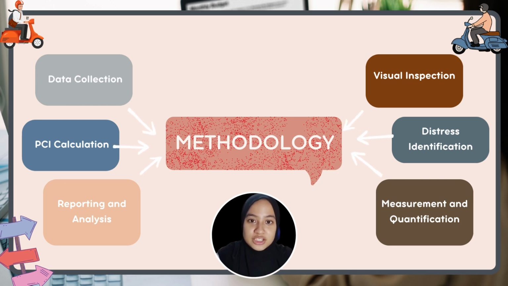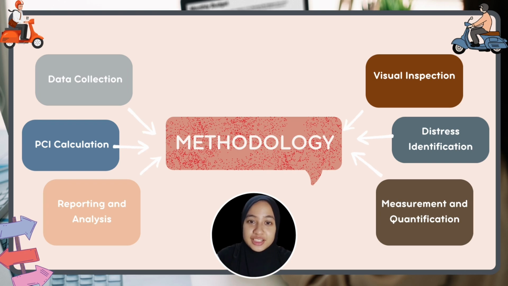First is visual inspection. During a visual inspection, a trained inspector usually assesses the road condition by conducting a detailed inspection of the road network, checking for different types of distress such as cracks, potholes, ruts, surface texture, or other signs of road deterioration. Next, distress identification. This is where the inspector identifies and classifies the different types of distress observed on the pavement, including fatigue cracks, raveling, surface shredding, potholes, and other forms of damage. They record the location and severity of each distress.